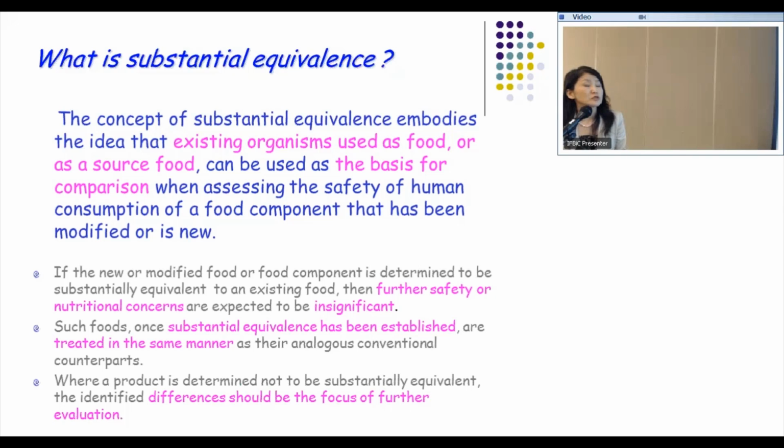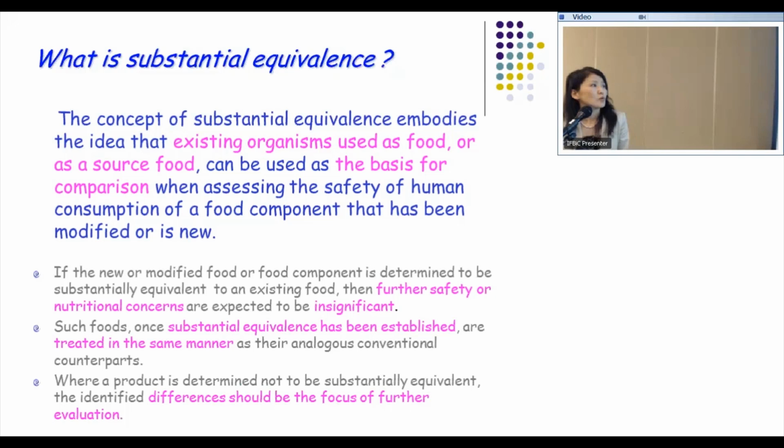And because of this, as I will mention later, we launched the crop composition database. And the concept of substantial equivalence embodies the idea that existing organisms used as food or as a source of food can be used as a basis for comparison when assessing the safety of human consumption of a food component that has been modified or is new.